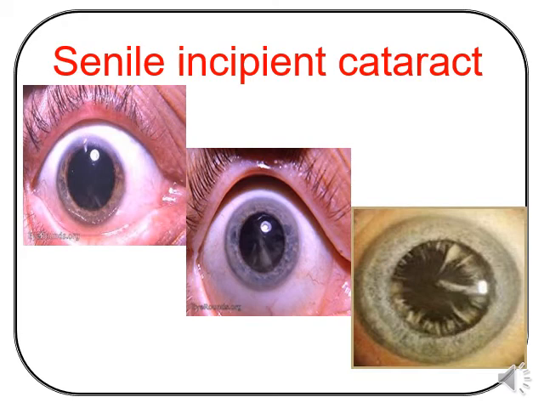The early opacification is triangular in shape. The opacities may be very few or multiple. They may be small or extending to the center of the pupil. This is senile incipient cataract.